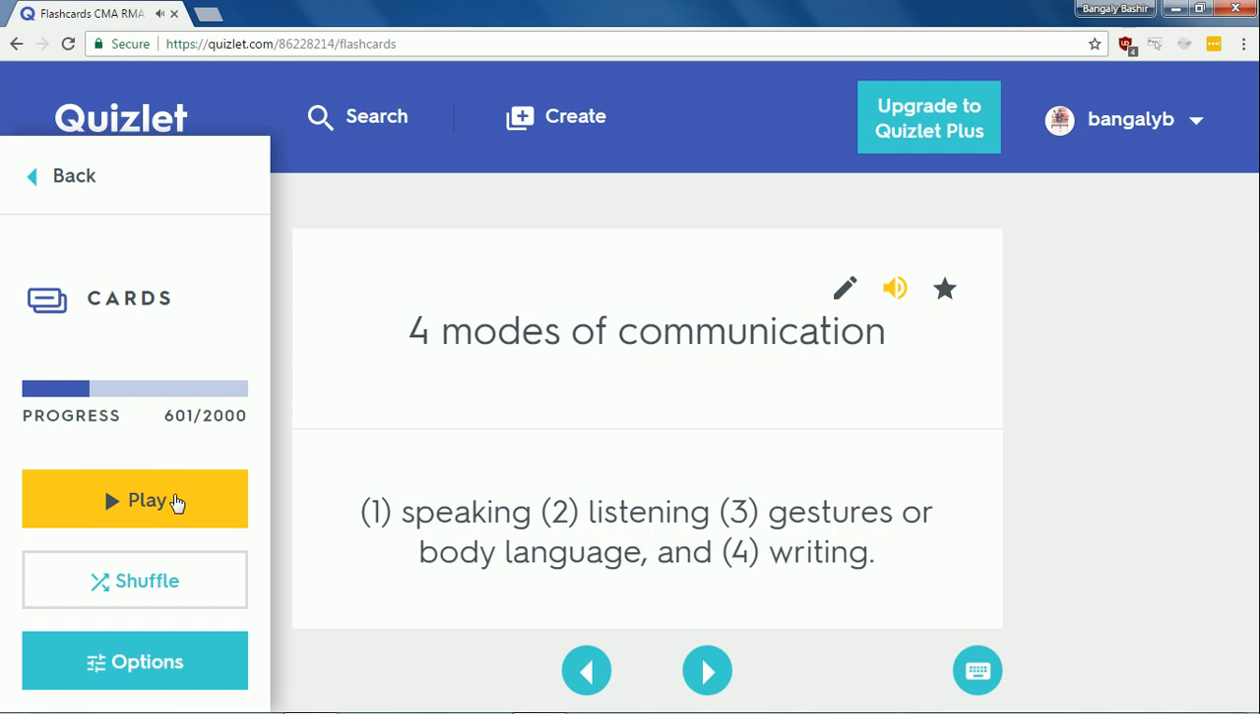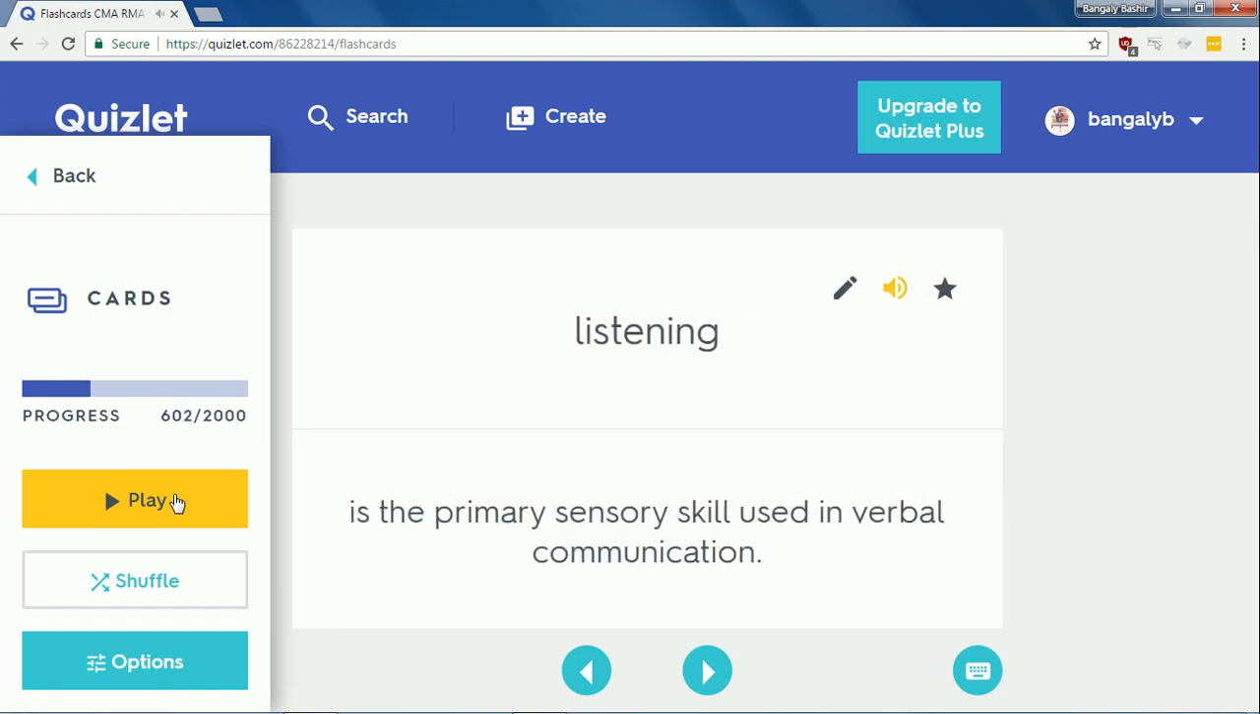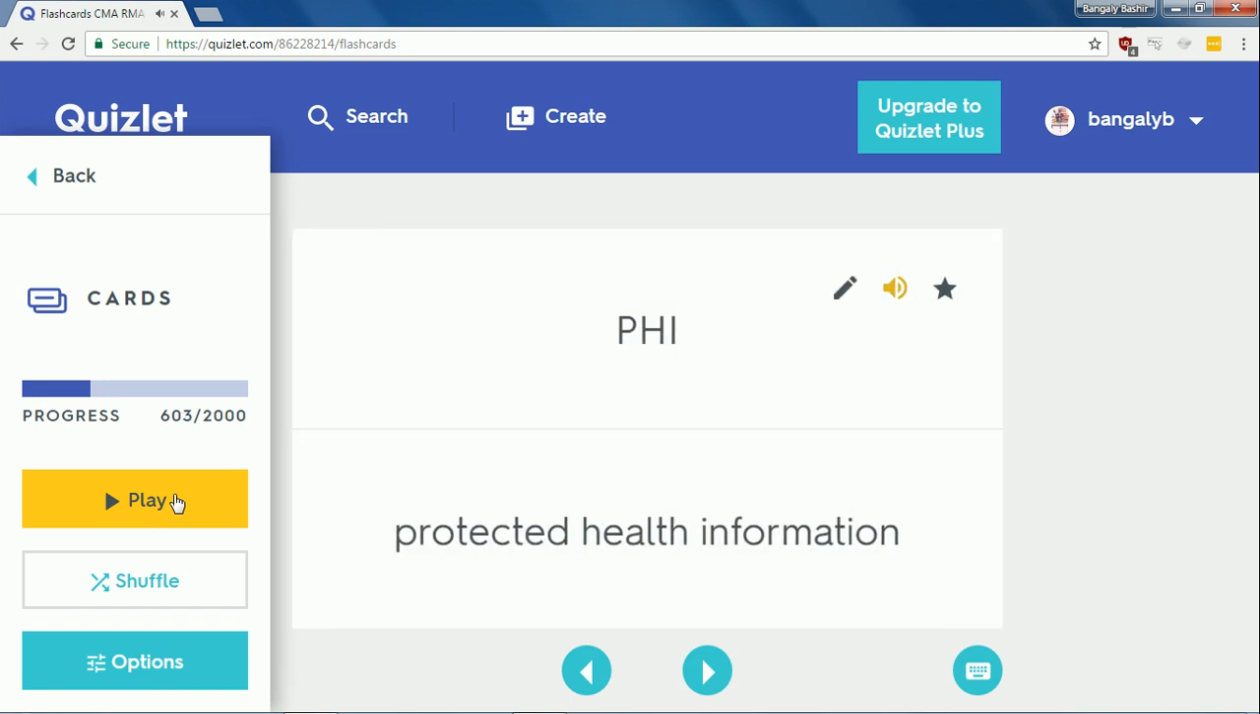Four modes of communication: speaking, listening, gestures or body language, and writing. Listening is the primary sensory skill used in verbal communication. PHI: protected health information. CMAS: certified medical administrative specialist.